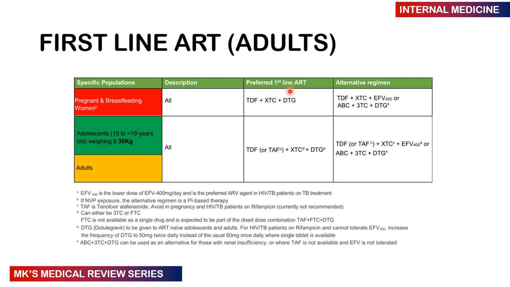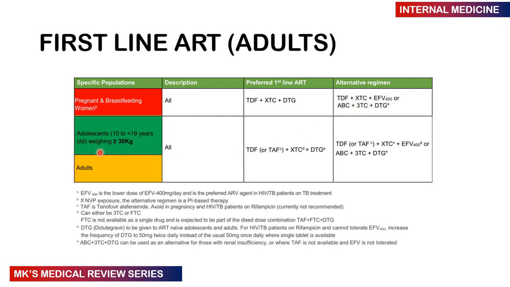An alternative regimen is giving your TDF, XTC, and efavirenz. Now, this efavirenz that you're giving is not the 600 milligrams tablet, but rather the 400 milligrams tablet. Or you can use your ABC, 3TC, and DTG. Now, this one is used as an alternative for patients that have renal insufficiency, and for patients where TAF is not available and efavirenz is also not well tolerated. Then you can use this as an alternative regimen.